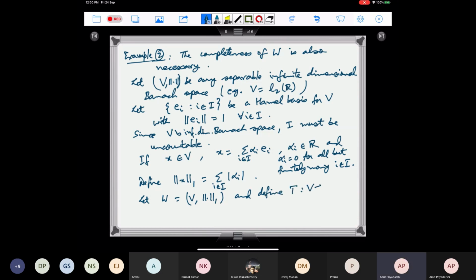T from V to W by T of any x is equal to x. Right? So this is the identity map, but we have different norms on the two spaces. Now what can you say about this T? So we claim that this T is not continuous and the graph of T is closed.